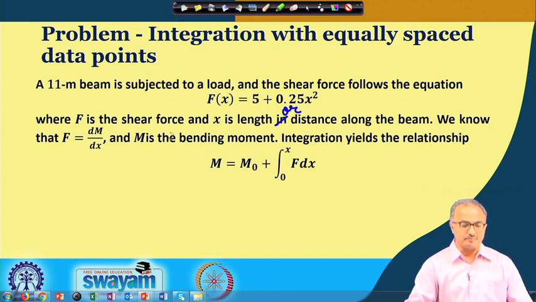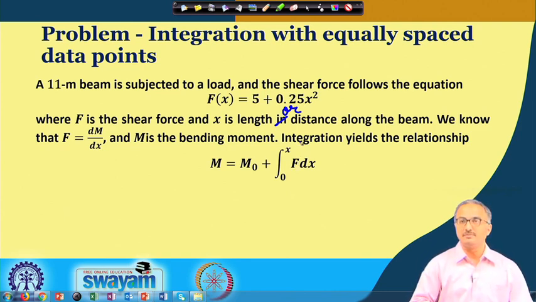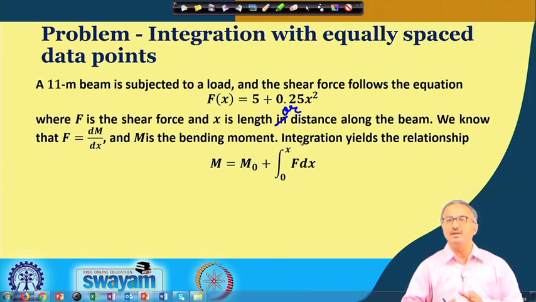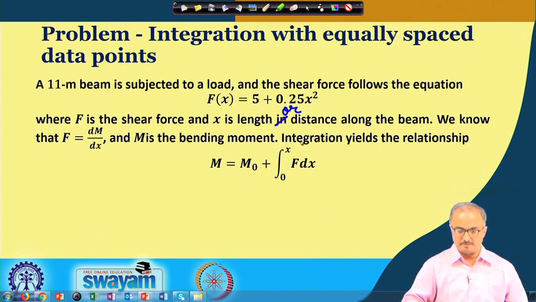Here we have this f equal to dm by dx, where m is the bending moment, and integration yields this relationship. Incidentally, it is given that the total length of the beam is in meters, but here we are not really concerned about that because we are focusing on the solution of this equation. So, let us assume that we have the appropriate units for this equation.